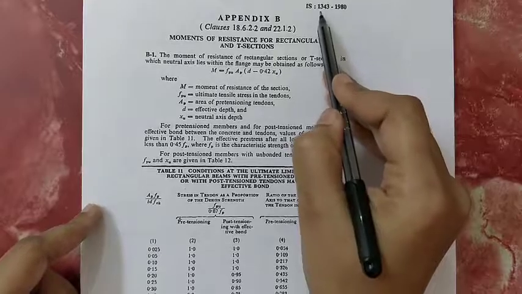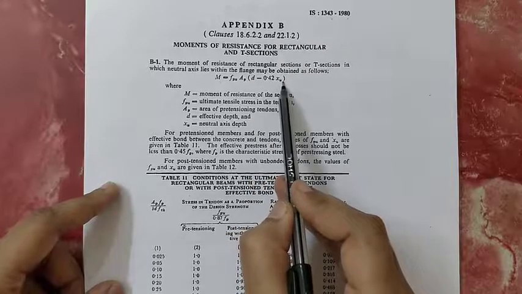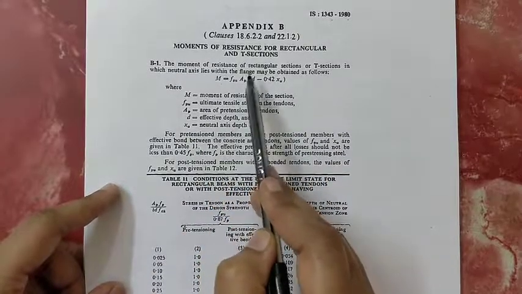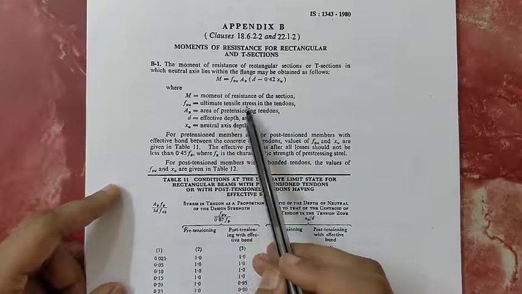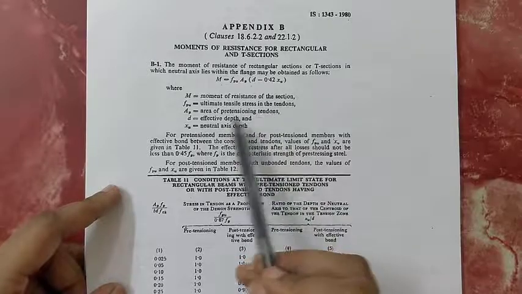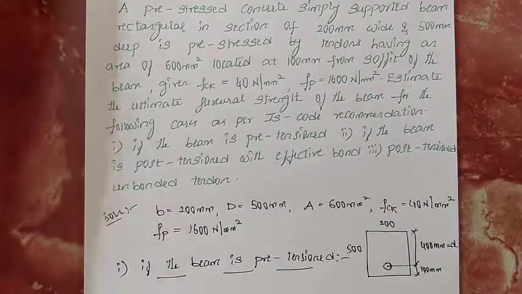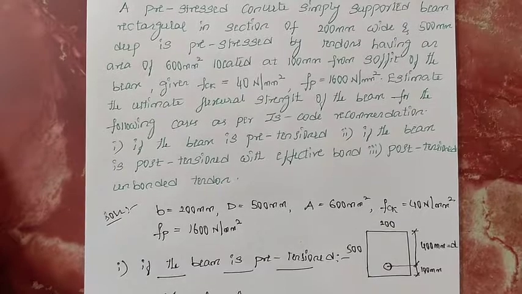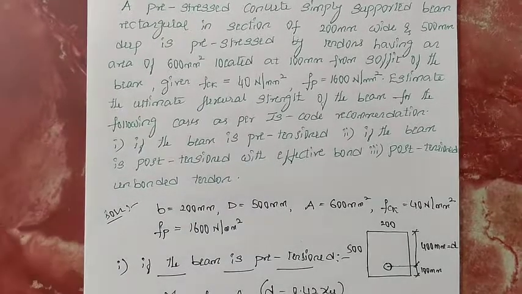Here, IS 1343:1980, page number 59. Ultimate flexural strength is calculated by Mu equals FPU into AP into d minus 0.42 XU. This is the moment of resistance of a rectangular section or a T section in which the neutral axis lies within the flanged portion. Where Mu is the moment of resistance of the section, FPU is the ultimate tensile stress in the tendon, AP is the area of pre-tensioning tendon, d is the effective depth and XU is the neutral axis depth. That is the formula, Mu equals FPU into AP into d minus 0.42 XU.